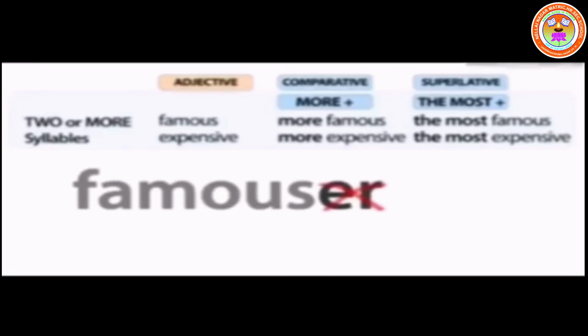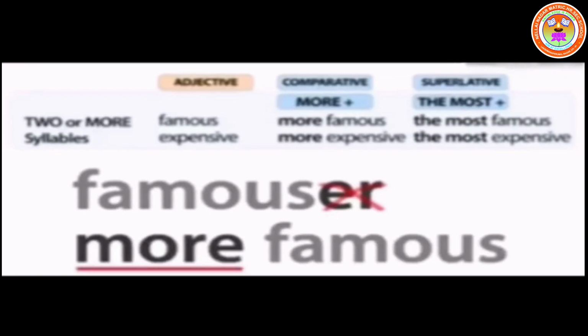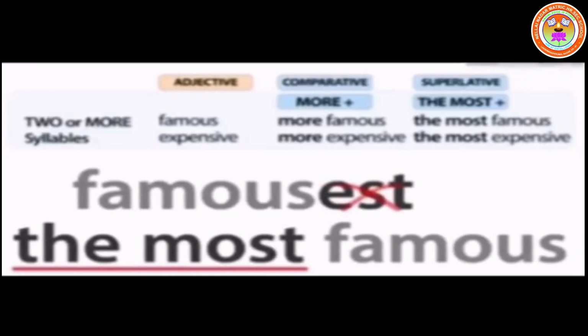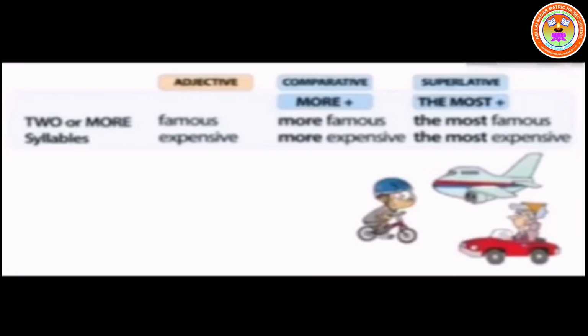For comparatives, we use the word more for adjectives with two or more syllables. So famous becomes more famous. For superlatives, we use the words the most before the adjective. So famous becomes the most famous. Expensive has three syllables. So expensive becomes more expensive and the most expensive.